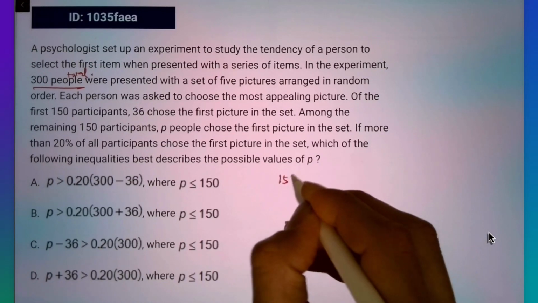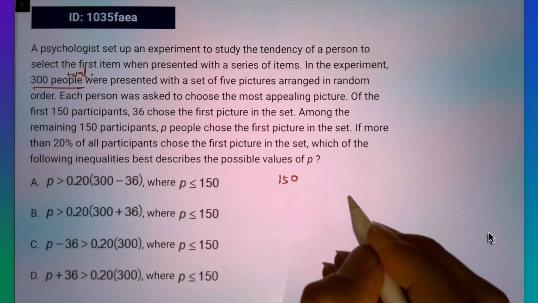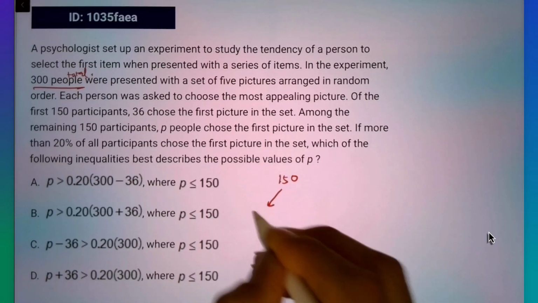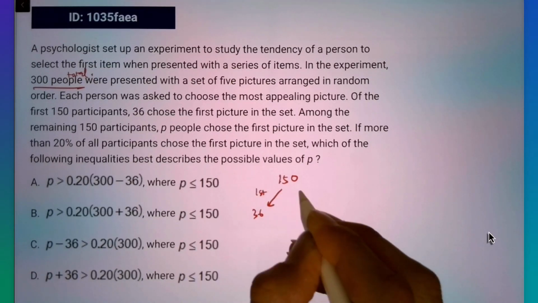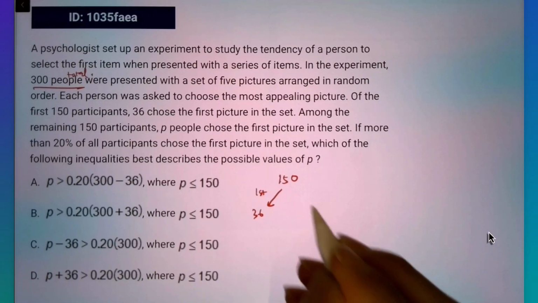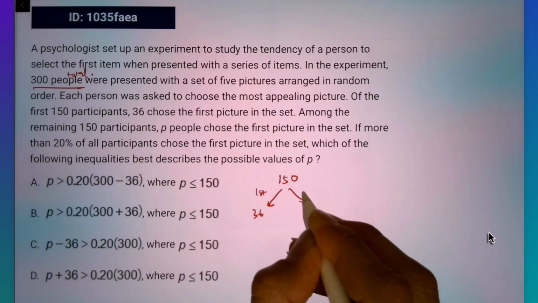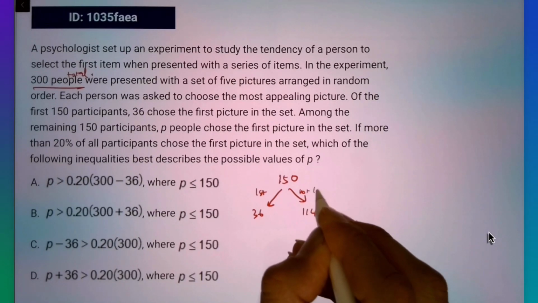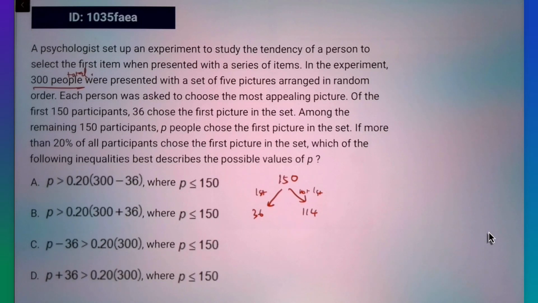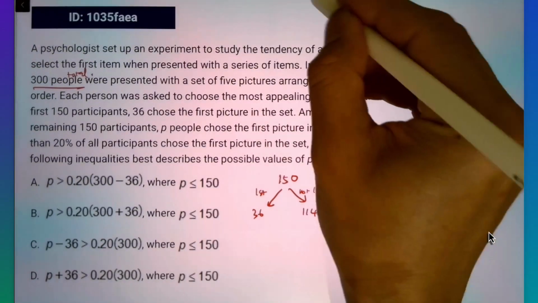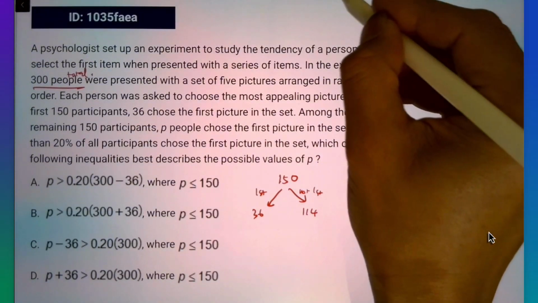Of the first 150 participants, so I'm going to say 150 people, 36 chose the first picture. The rest, 114, did not choose the first. Okay, so that would be this part. Let me just use red on that.